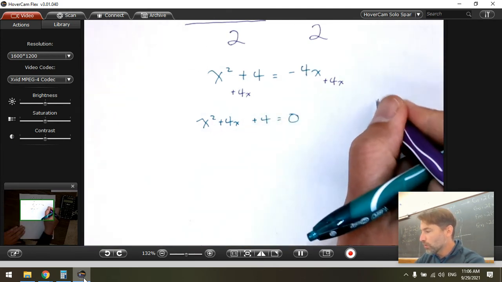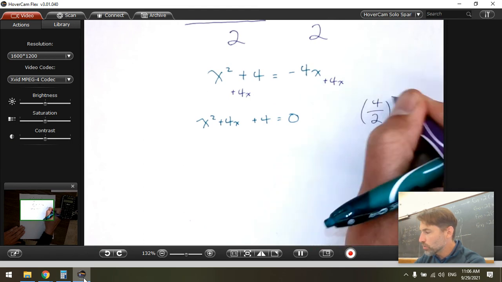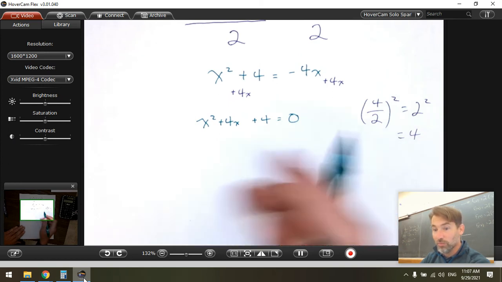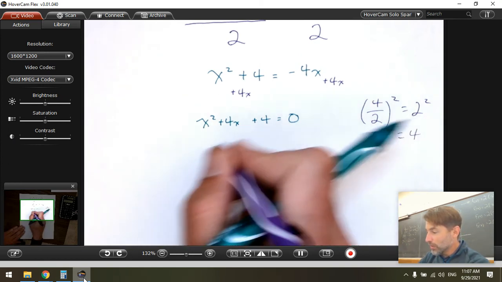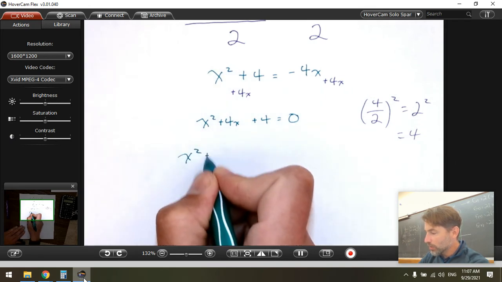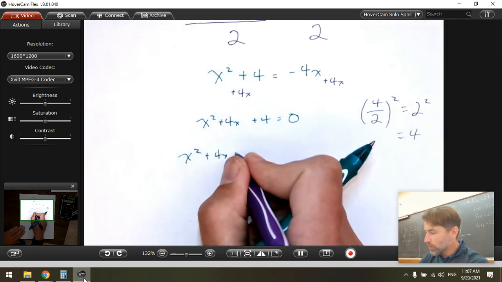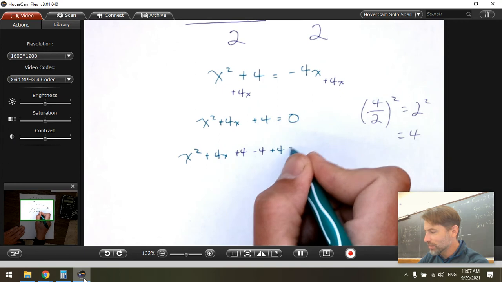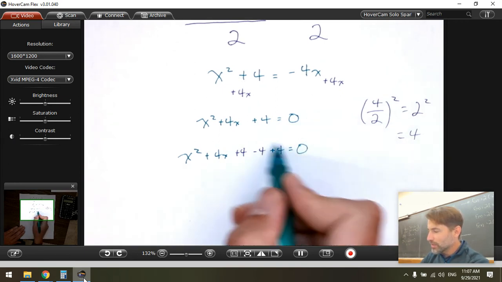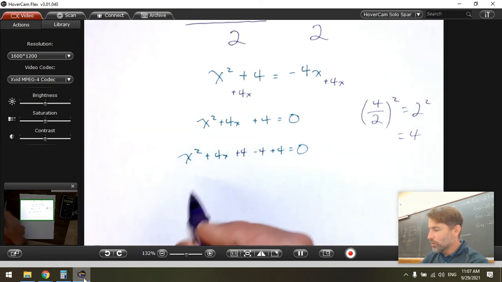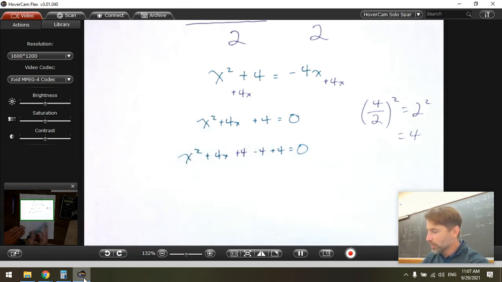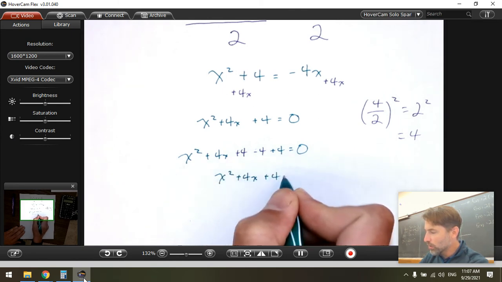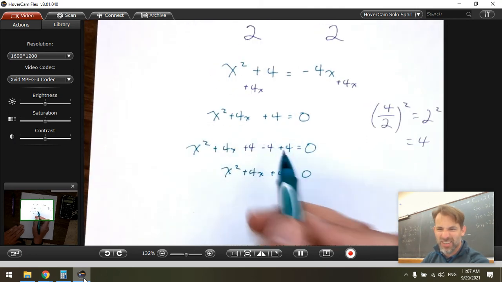Now I'm looking for 4 divided by 2 squared, equals 2 squared, equals 4. All right? So now I'm going to add and subtract 4 from this. So I have x squared plus 4x plus 4 minus 4, and then I still have this plus 4. That's going to disappear. It's going to be nice. It's going to go to 0. Okay? So now this is 0. I have nothing that I need to move over. And so I'm just going to rewrite now, x squared plus 4x plus 4 is equal to 0. All right, I just did that step, just adding an extra step.